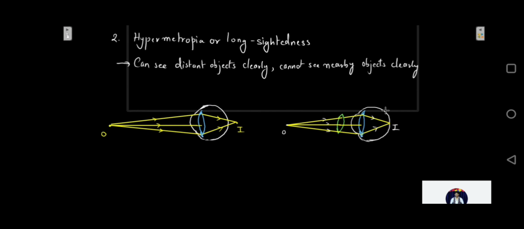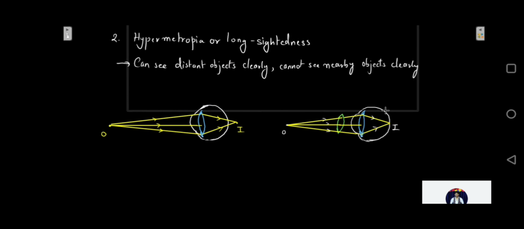The causes of hypermetropia: the first one is the eyeball becomes too small along its axis, so that the distance between the eye lens and retina is reduced. That is, the focal length of the eye lens becomes very large. Okay, so those are the two causes of hypermetropia.